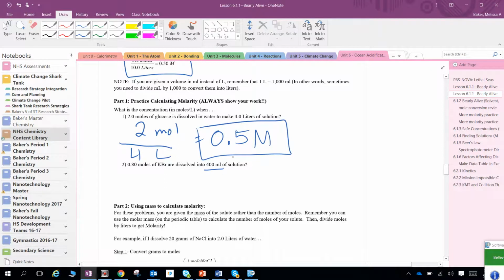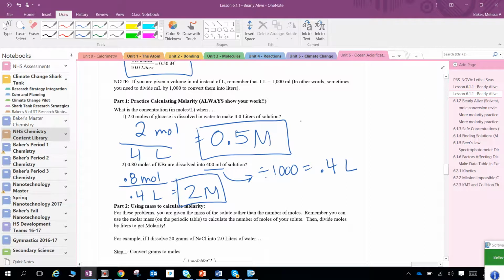What if it doesn't give you liters, but it gives you milliliters? There are 1,000 milliliters in 1 liter. So we've got to divide by 1,000 here to get this into liters before we can solve the problem. So for number 2, we're going to do 0.8 moles divided by 0.4 liters, and that comes out to be 2 molar. Again, the capital M always stands for moles per liter, but chemists like to do things the easy way, so they found a way to make that shorter.